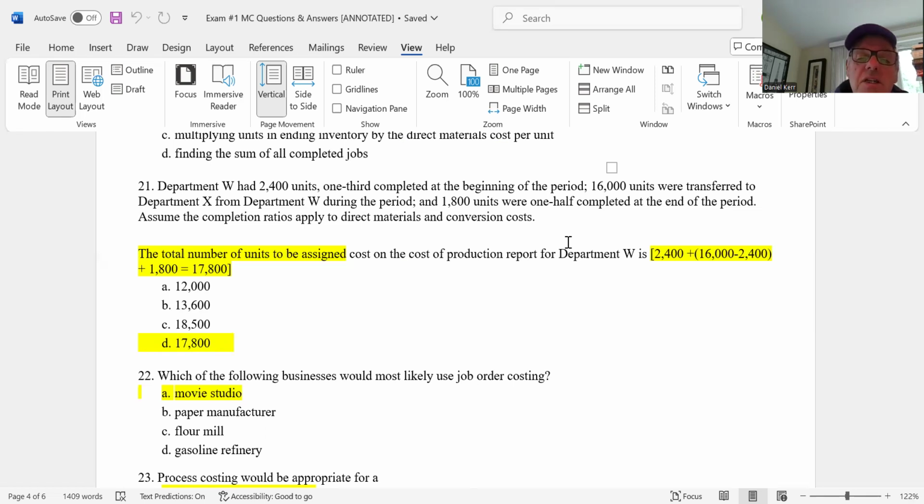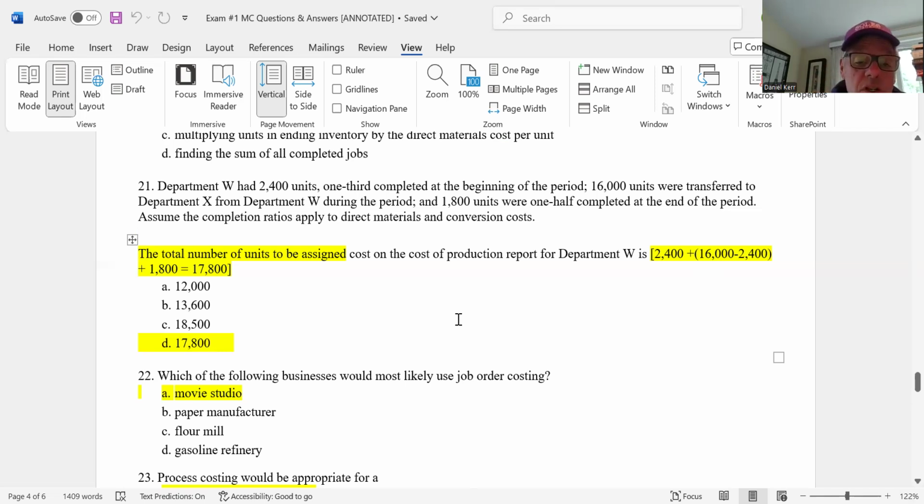So what would be assigned costs would be the beginning inventory plus the units that were started and completed this period, which would be 16,000 minus 2,400, which is the beginning inventory, plus the 1,800 ending inventory, right? So what we want there is just the total number of units to be assigned costs. I'm not saying equivalent units, we're saying the total units.